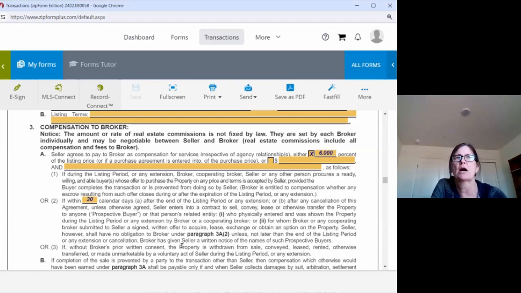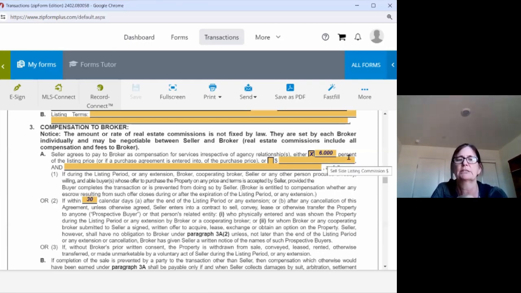Notice that it says compensation to broker, not compensation to agent. And so all of these contracts are between buyer, seller, and broker. We just sign on their behalf. So it says right here that compensation is negotiable. Commission is not fixed by law. My goal anytime I do a listing agreement is to get 6%.